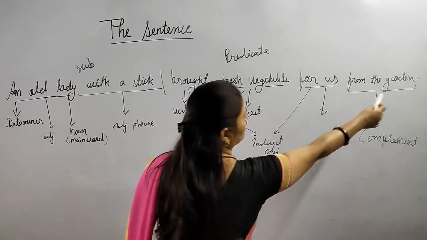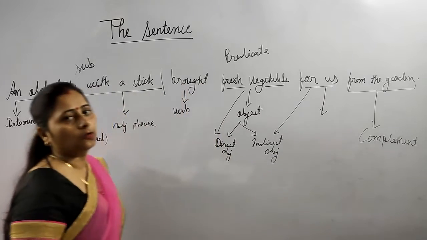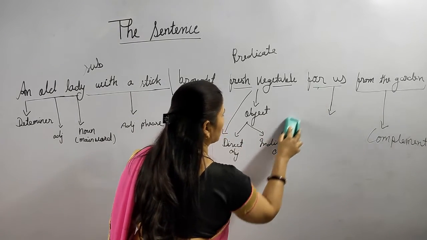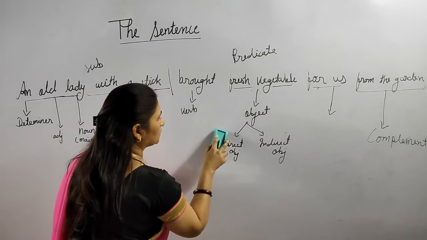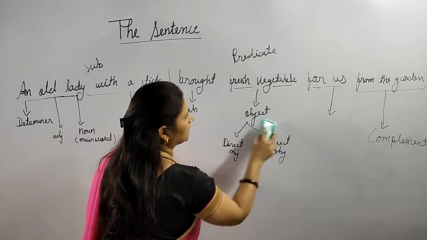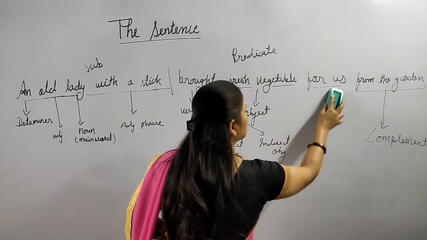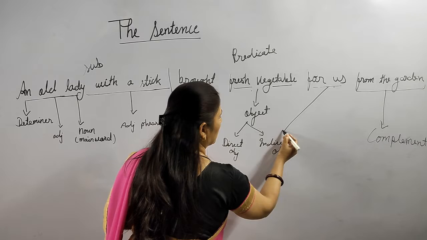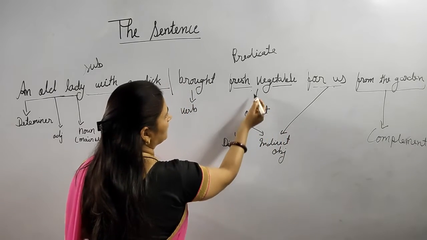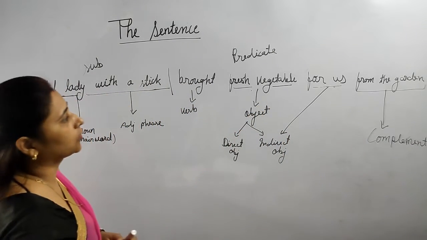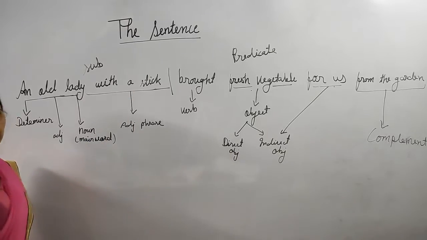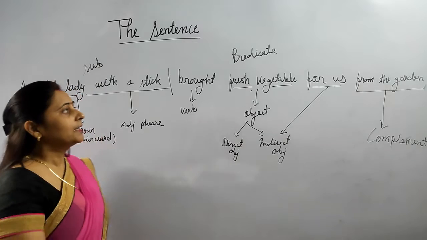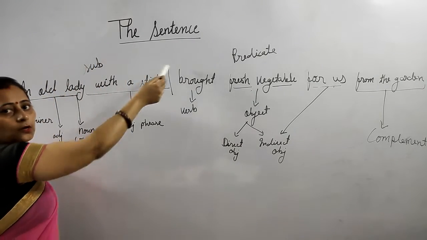And as you can see, from the garden will be your complement. Is it clear? The direct object and the indirect object. This one is your indirect object and this one is the direct object. So these were all the parts of the predicate. So it was the revision of the previous video. Let's move towards the kinds of sentences.